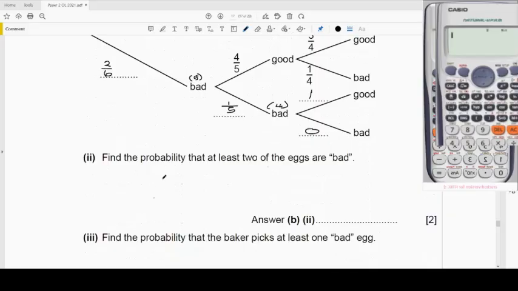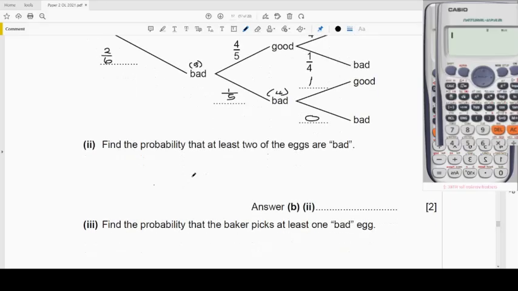Then number 2, find the probability that at least 2 of the eggs are bad. Now, when you have questions like this, you need to make sure that you read the word problem correctly and understand when we have words like at least or at most, not more than, not less than. So at least means 2 is the minimum. So that means you want to look at all these probabilities and look at where he picked 2 or more bad eggs.